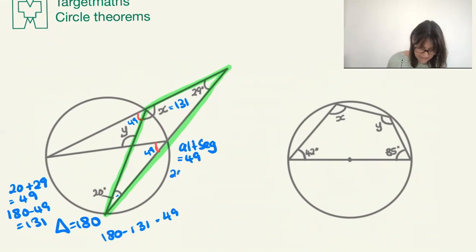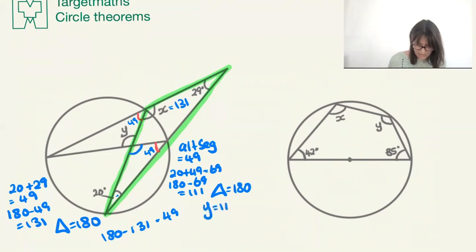I'm now going to do 20 plus 49 is 69. 180 take away the 69 is going to give me 111. I've used triangles equal 180 for that bit. So that's that. And then Y is equal to 111 degrees because of vertically opposite angles.